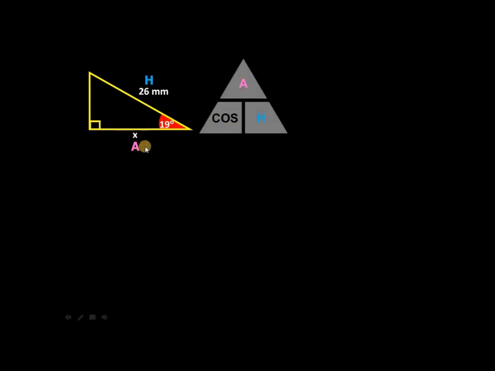We want to find A, remember. A is up, so we cover it. We will multiply cosine by H to get A. There is the law. Now we see H is 26, we will put it here. We see the angle is 19 degrees, we will put it with cosine. Here is what we get. We now use a calculator for this.